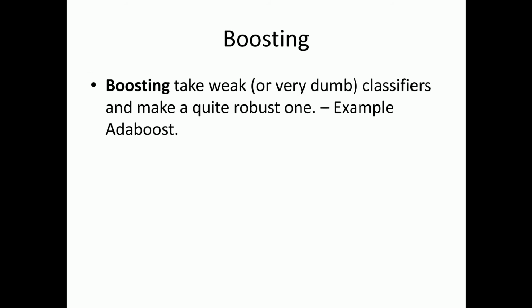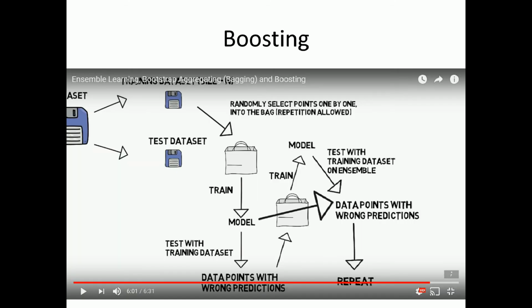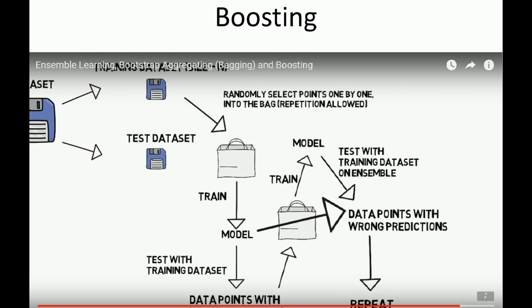Boosting. Boosting takes a weak classifier and makes a quite robust one, for example, the AdaBoost algorithm. This is the diagram explaining the boosting technique. The dataset can be split into training and testing, then points are randomly selected one by one into the bag, where repetition is allowed.